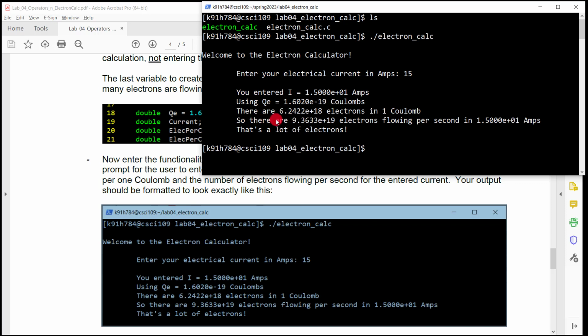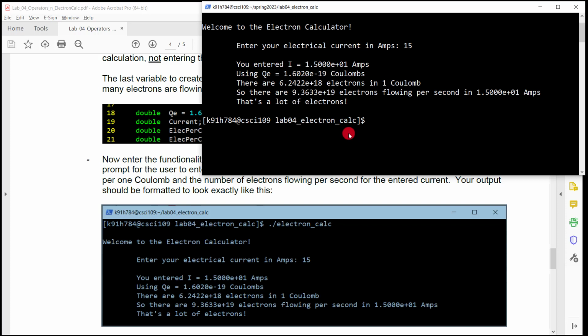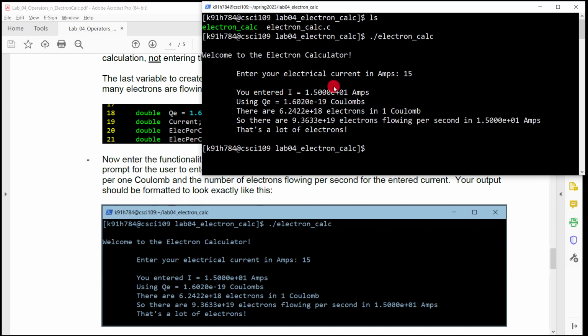Then you basically say there are how many electrons flowing per second in your original current. So this number and this number are going to be variables that you feed in, okay? Then put, that's a lot of electrons. And that is the entirety. So it's really simple. It's just 2 calculations. You can combine them, but don't. Just make it easy for this lab. But that's what your program's going to look like.